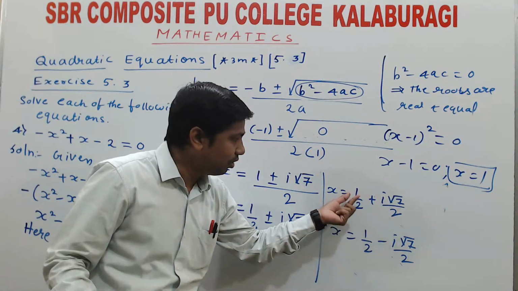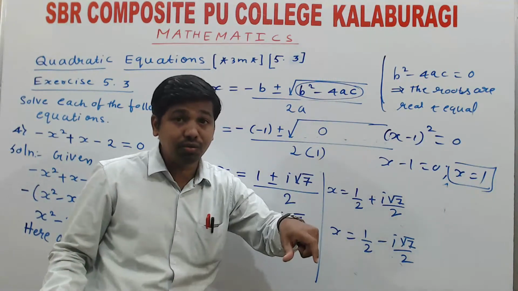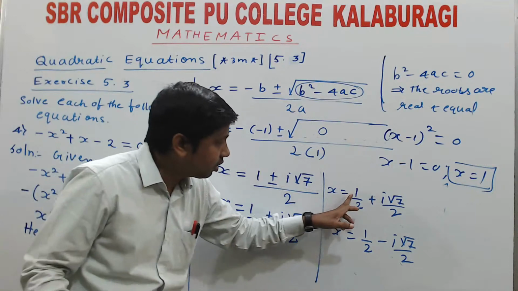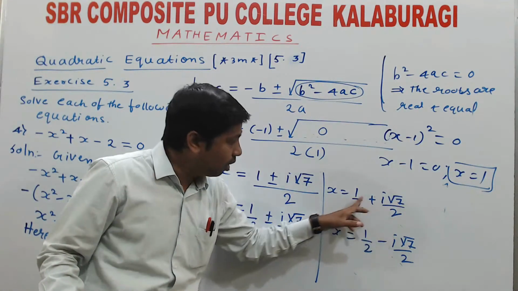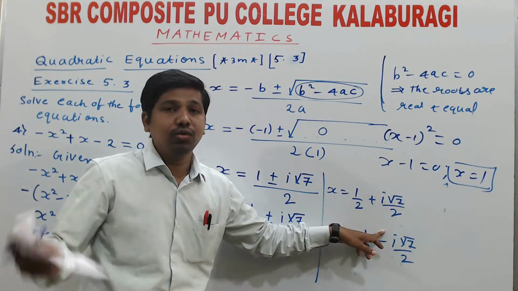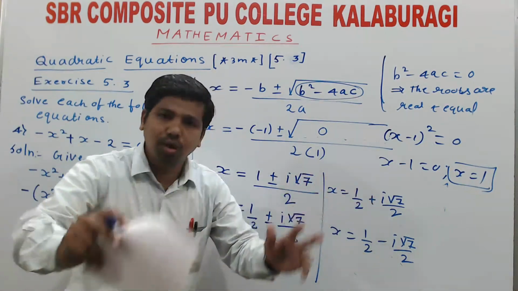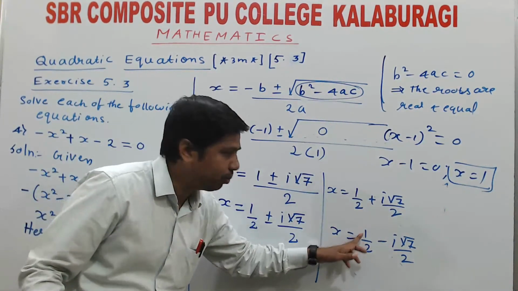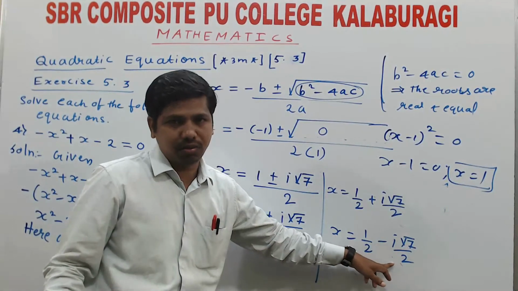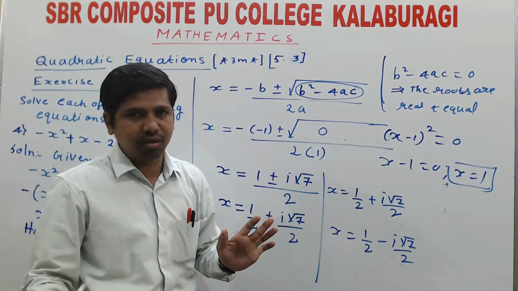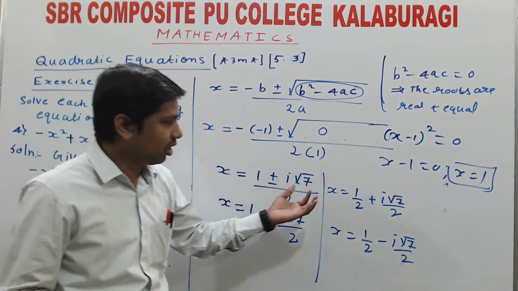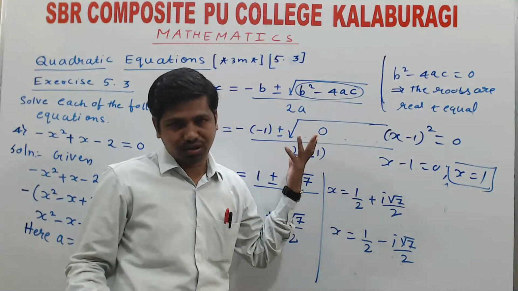I am telling that if one of the roots is a plus ib in a quadratic equation, the other is its conjugate. What is the conjugate of 1 by 2 plus i root 7 by 2? It is 1 by 2 minus i root 7 by 2. If one of the roots is a plus ib, another root is its conjugate. No need of writing the form a plus ib. Just the roots you can write in the form of a complex number.